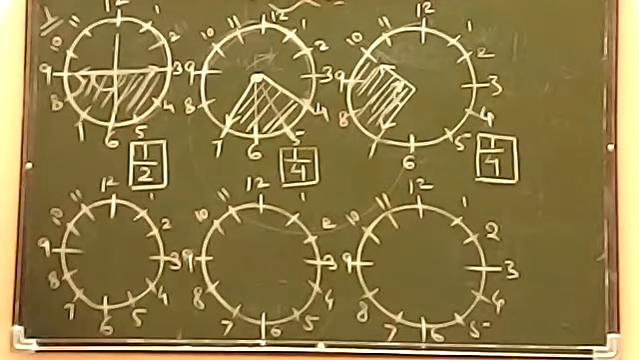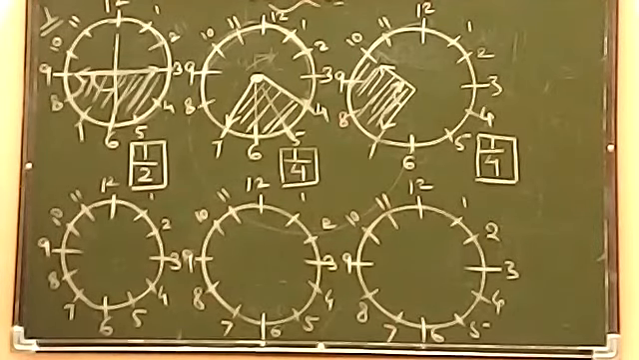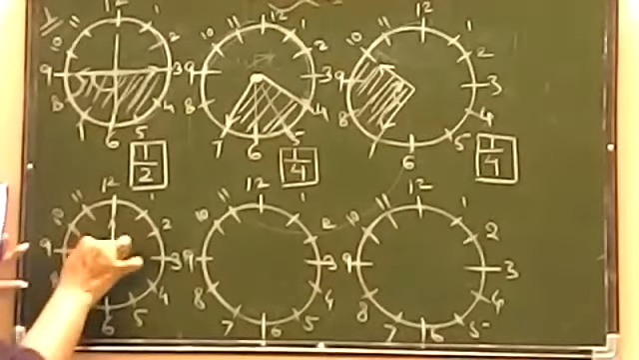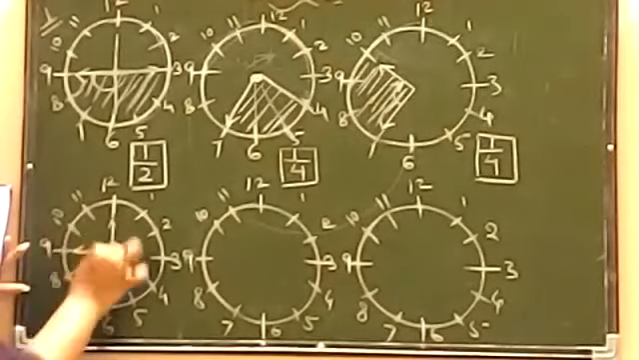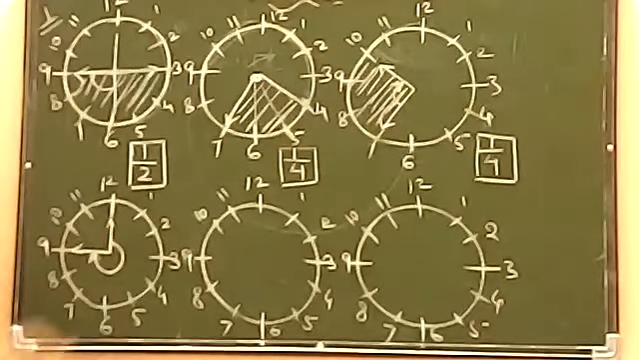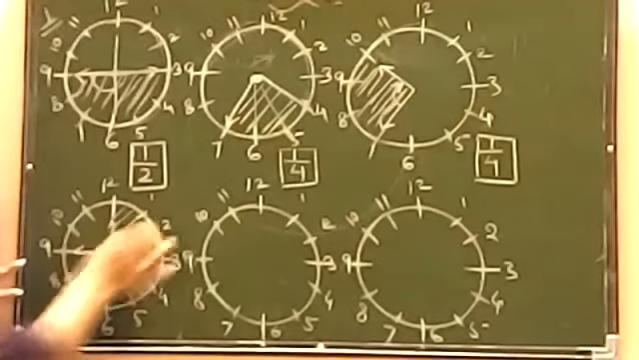Now move on to the next one, 12 to 9. It means you have to start from 12 and move till 9. यहाँ तक आपने पूरा clockwise cover किया है, 12 to 9. Now let us shade it.